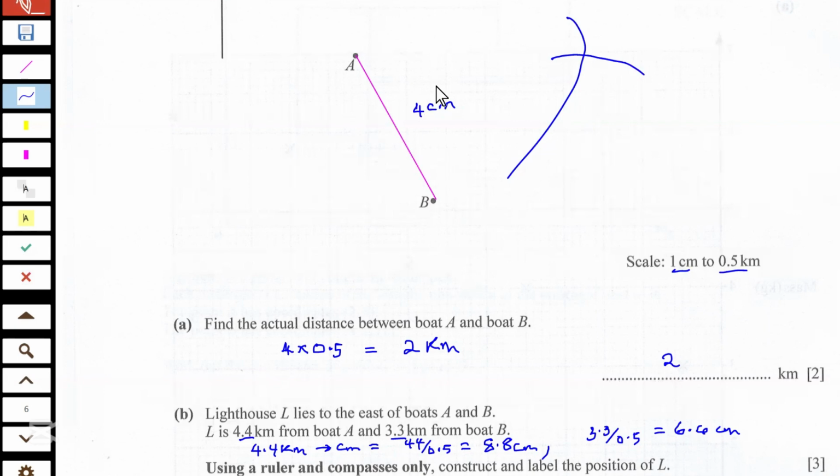This is somewhere here. Then all you have to do is connect point A to the point of intersection, and also point B to the point of intersection. So don't forget to label the lighthouse as L. That point of intersection here is the lighthouse L.